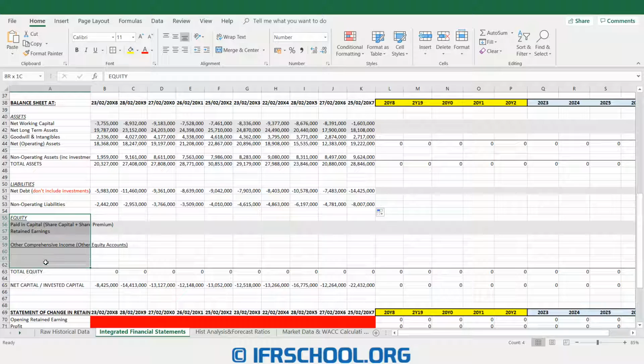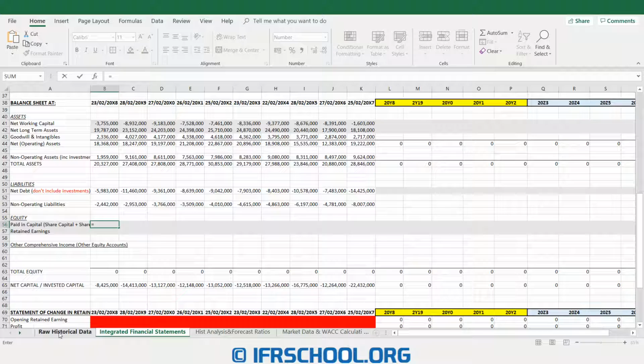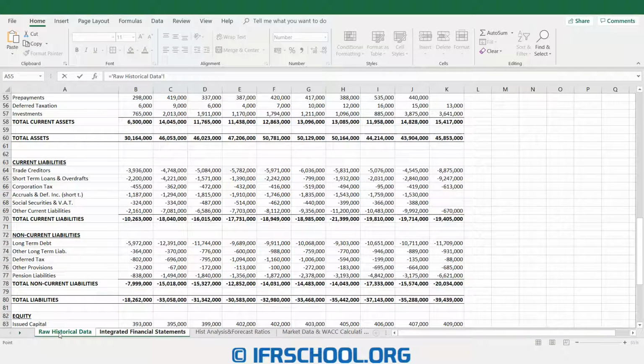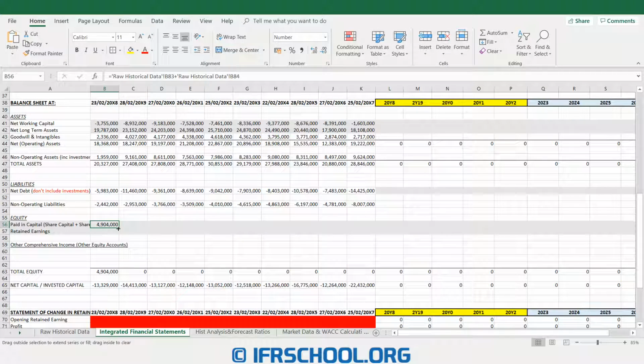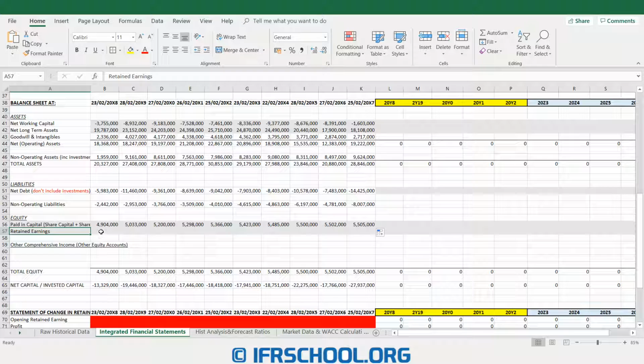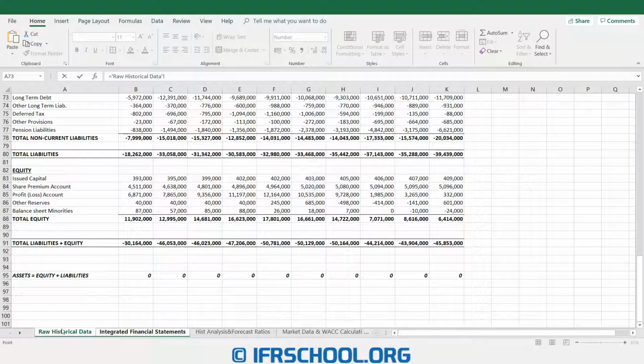I will now compile the equity section of the integrated balance sheet. The first account is the contributed capital of the company. I will scrutinize the equity section of the balance sheet for any accounts that represent the contributed capital by the shareholders of the company. I will include issued capital and the share premium accounts. For the retained earnings line item, I will include the profit or loss account.